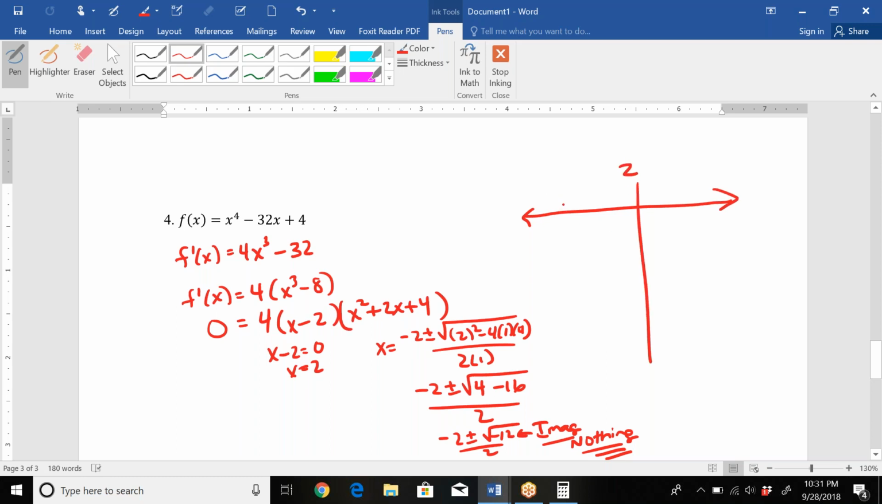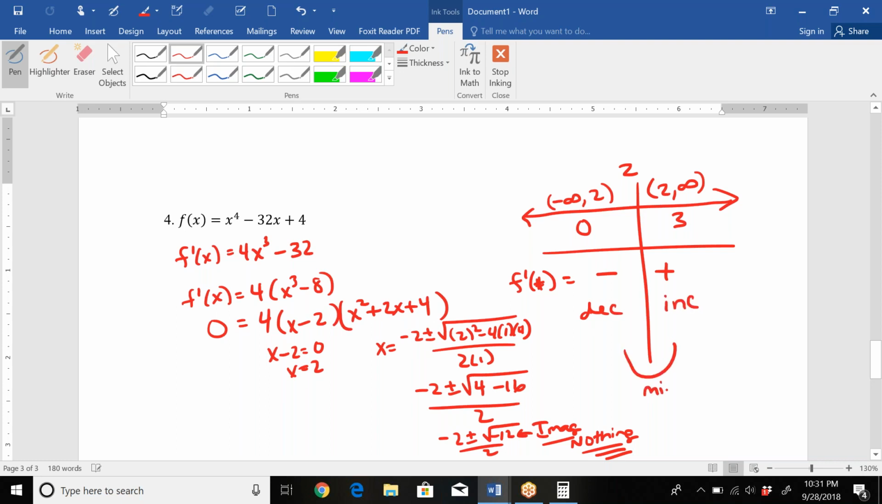So when we work on this, this is negative infinity to 2 and 2 to infinity. I would pick 0 and maybe 3 for my two test values. Going to plug them into f prime. It might be easier to plug it into this version before I completely factored it. So 0 cubed is 0, and that would be negative 8. So positive times a negative is a negative. And 3 cubed is 27 minus 8 is positive times 4 is still positive. So this is decreasing to increasing. So that is going to make that a minimum.